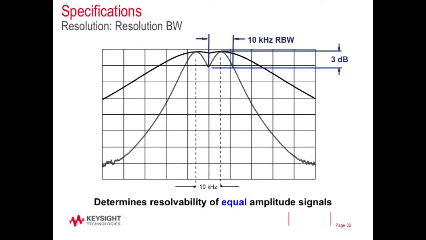Basically, the way we define the bandwidth of one of our res bandwidth filters is when you have two signals of equal amplitude, and you start seeing a 3 dB dip between the two, well, that's your resolution bandwidth. So that's the industry standard definition.